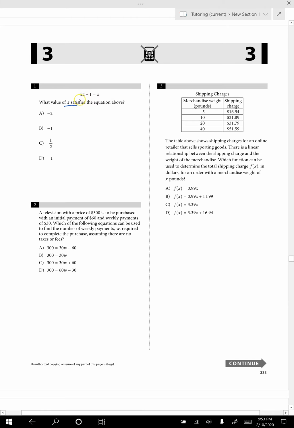So what we're going to do is subtract z from both sides. We get z plus 1 equals 0. Now we are going to subtract 1 from both sides. We get z equals negative 1.